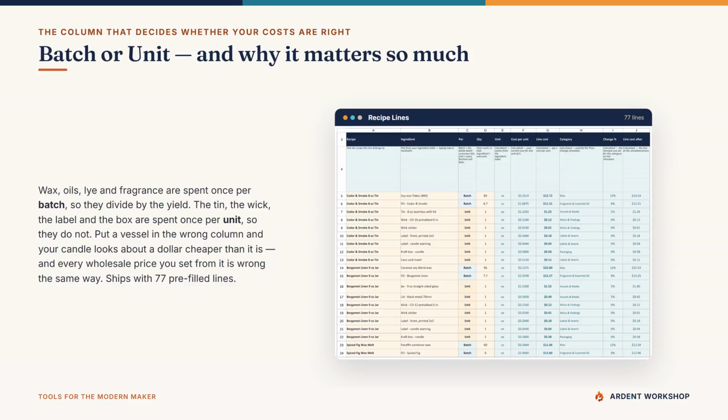Then every recipe is a bill of materials, and each line is marked batch or unit. Wax, oils, lye, and fragrance are spent once per batch, so they divide by the yield. The tin, the wick, the label, and the box are spent once per unit, so they do not. Put a vessel in the wrong column and your candle looks about $1 cheaper than it really is, and every wholesale price you set from it is wrong in the same direction.